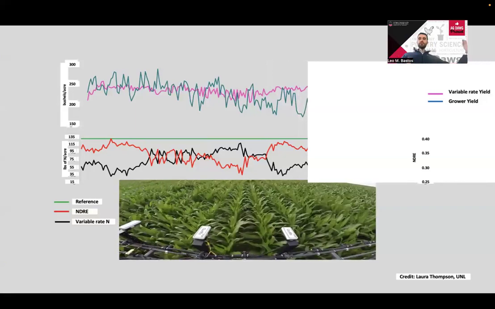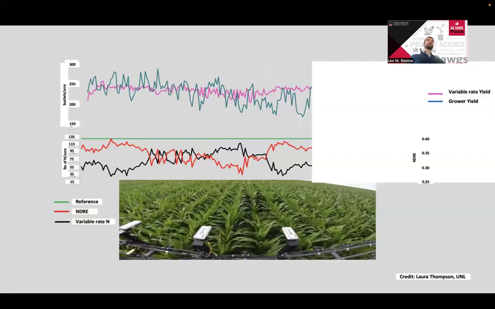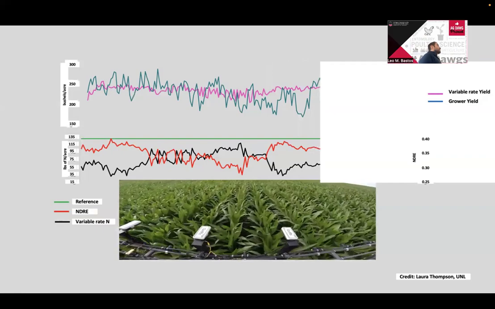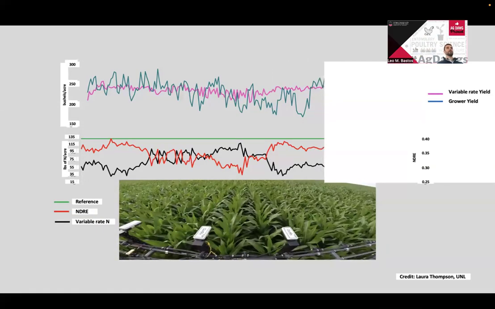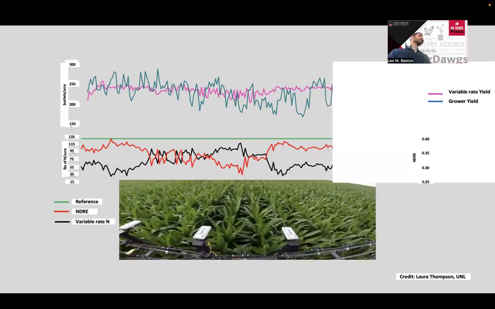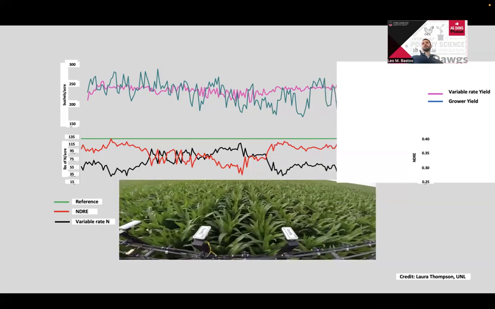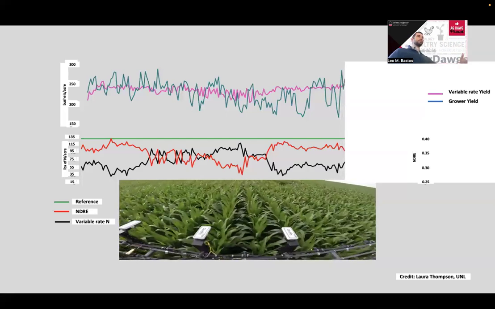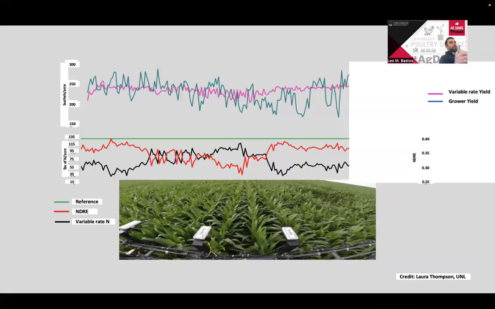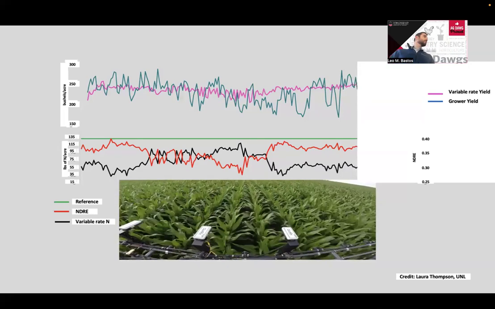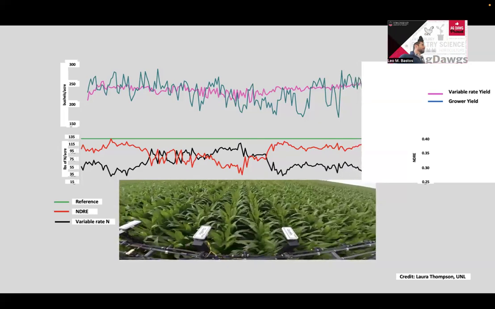Right next to this strip was a grower treatment, which was whatever that grower was doing as part of their traditional management, which was a fixed rate. So they would come here and, let's say, apply 150 pounds of nitrogen per acre fixed across that strip that they manage. So two treatments. One was the grower management. One was the sensor-based variable rate management, which we're seeing in action right here.